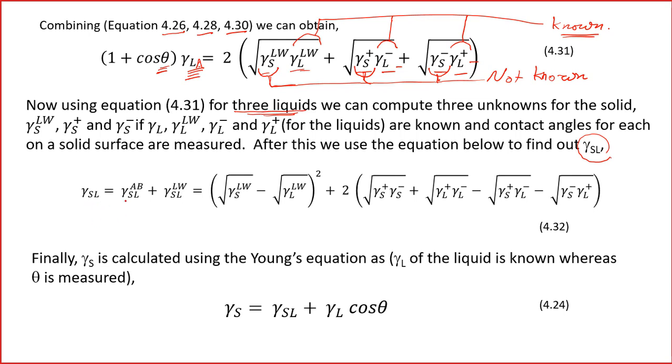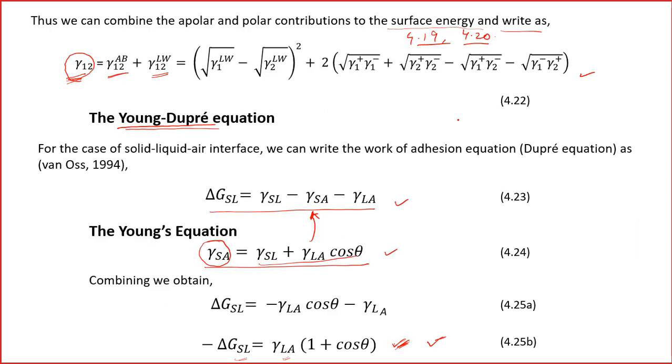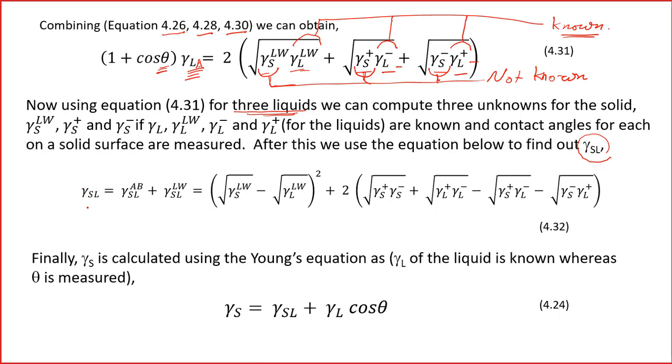So gamma SL is given by equation 4.22, this equation, where we just replace 1 and 2 with solid and liquid. So finally we have this equation for gamma SL. We were concerned about finding gamma SL, which is the interfacial surface energy between the solid and the liquid, and which is given by this one.